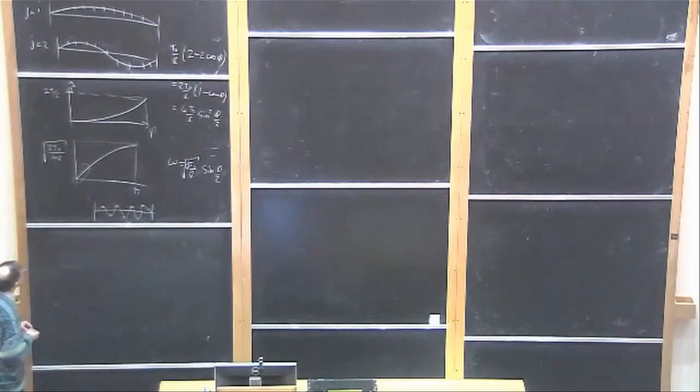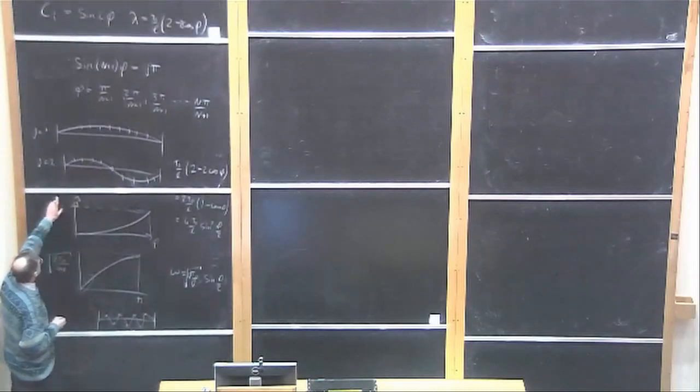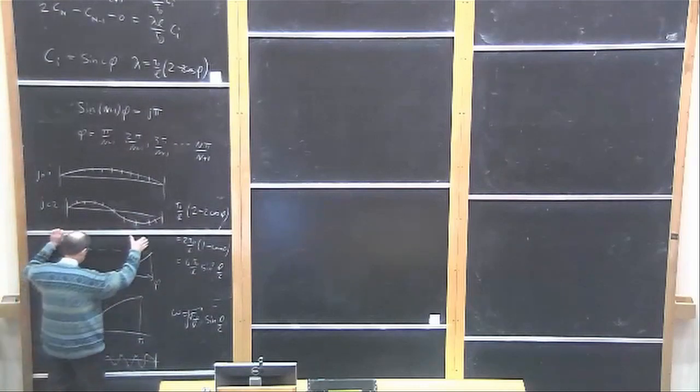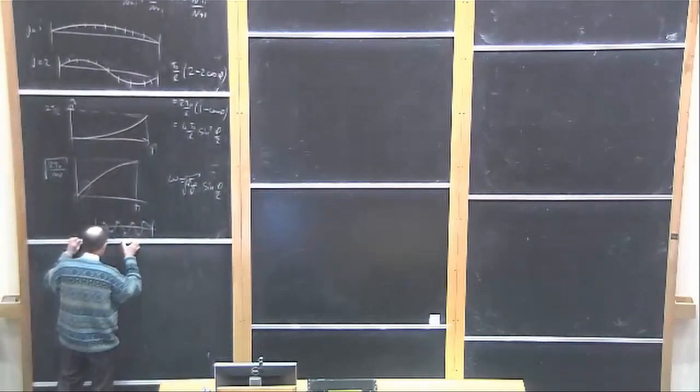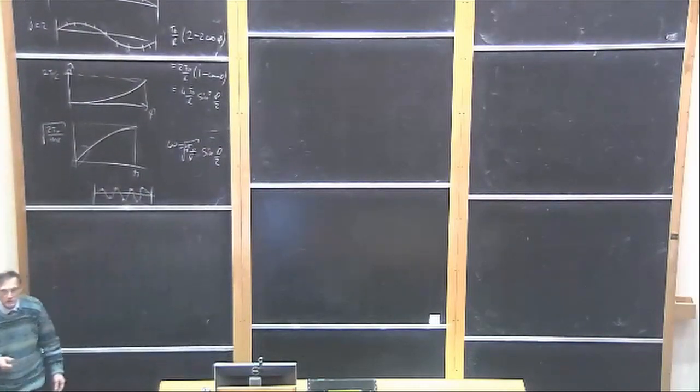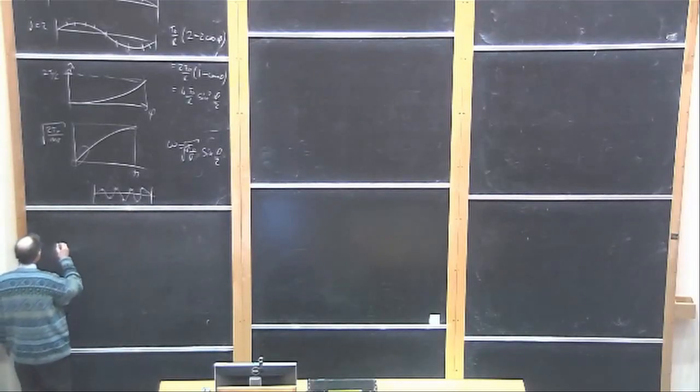So the normal modes are starting to look very like waves on strings. I want to make one further connection between the normal modes and the waves. I want to go back to the original equation.